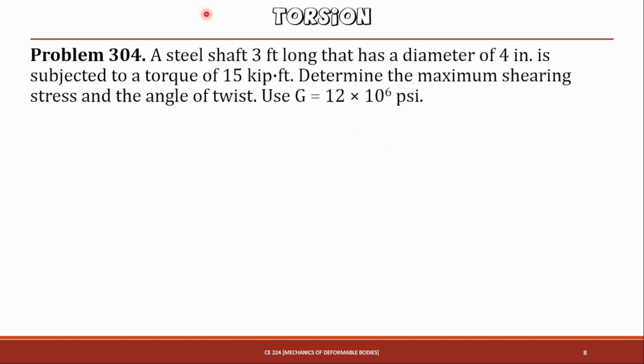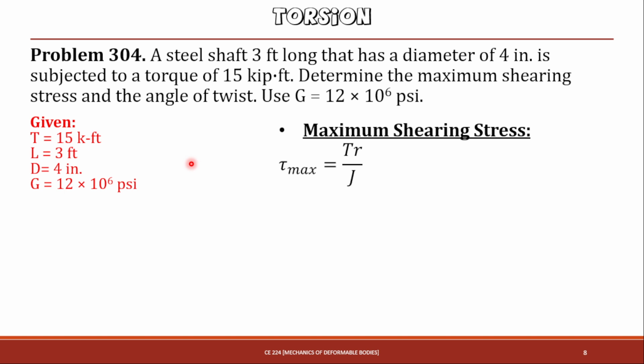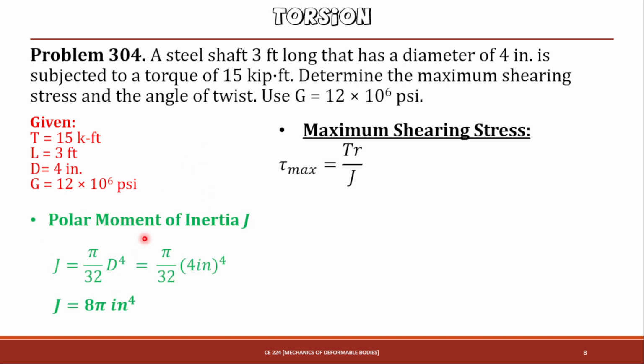So, meron tayong torque, meron tayong radius, or diameter, tapos meron tayong J. Makukuha natin yung J, masasolve natin yung maximum shearing stress. Okay? So, maximum shearing stress. So, solve muna natin yung polar moment of inertia ng ating cross-section. So, we have diameter na 4.